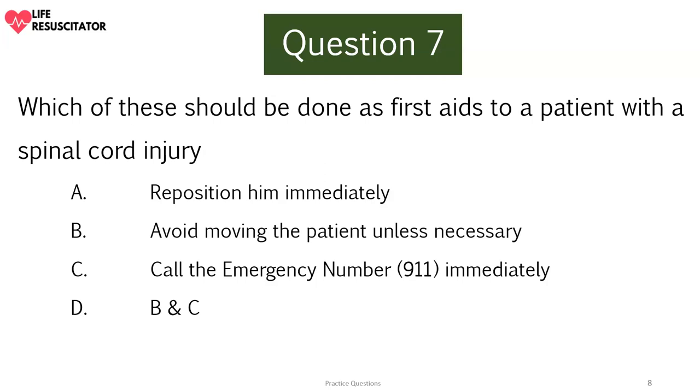So which of these should be done as first aids to a patient with a spinal cord injury? A. Reposition him immediately. B. Avoid moving the patient unless necessary. C. Call the emergency number 911 immediately. And D. B and C.